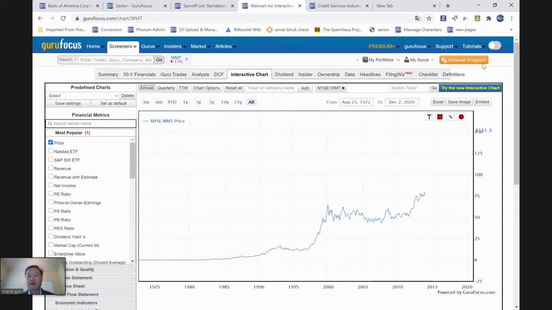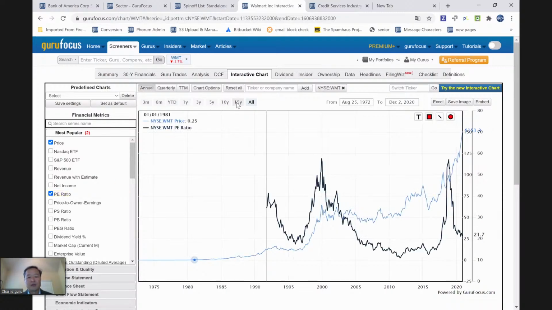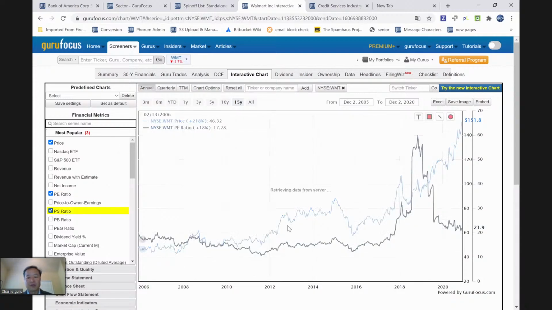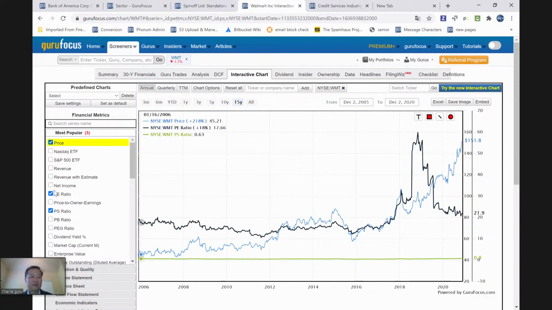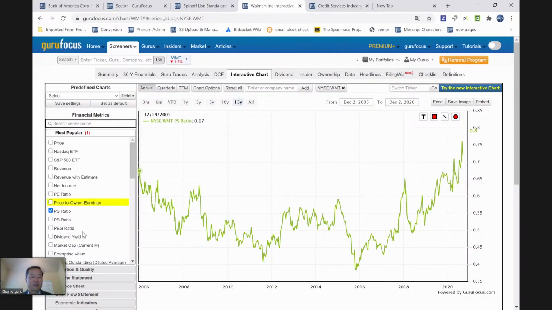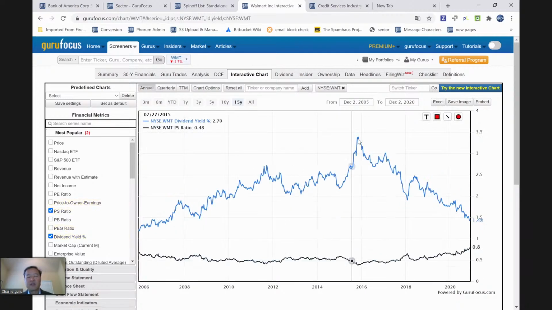For instance, if you come to this page, it shows the historical price first, but you can easily get the historical PE ratio. If I look at the historical PE ratio for the last 15 years, and the historical PS ratio. Okay, PS, of course, is much lower than PE. If I remove the other two, you can see the historical PS ratio. You can also see the historical dividend yield. If you are a dividend investor, an income investor, you want to check out the historical dividend yield here.